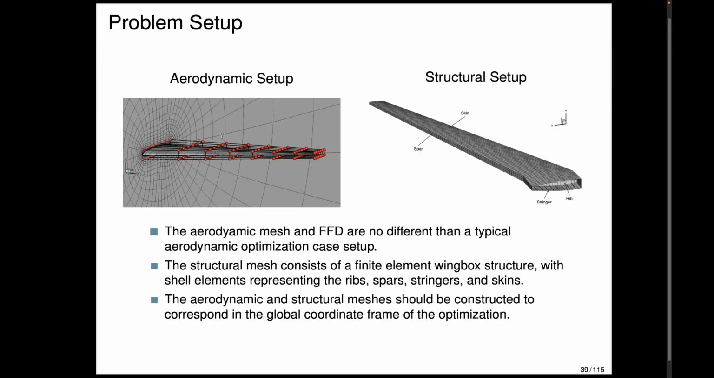Now, the one note that I'll add here is that it's very important that when you do come up with these meshes, they are coincident in the global reference frame. So however you define your wing box, it should actually align with the wing. So if you were to put these two images together, you would see that that wing box is actually within the wing in the CFD mesh.